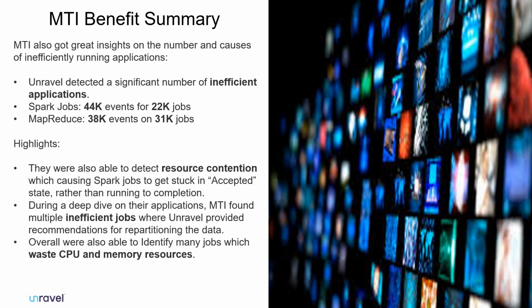And additionally, we found similar levels of inefficiency where just simple repartitioning of the data, which is one of the recommendations that we were able to provide using our tool, actually drove a lot of efficiency in their Spark and MapReduce jobs. So overall, and you'll see some of this in the demonstration that Abba will show us in a few minutes, there are a large amount of CPU and memory resource inefficiencies that we were able to uncover, which just improved the business benefits of Unravel overall.